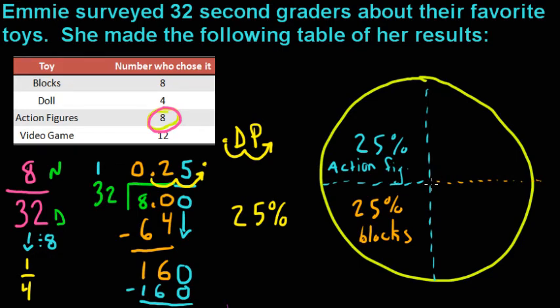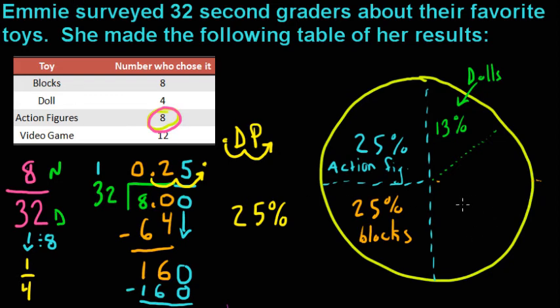So we could split this in half and it'd be about 13% roughly for dolls. Okay, and we come back in here, erase that, and everything else is going to be video games.